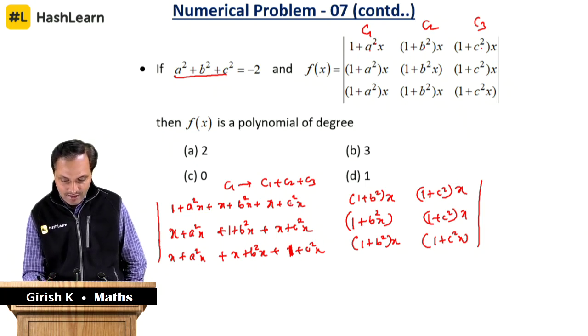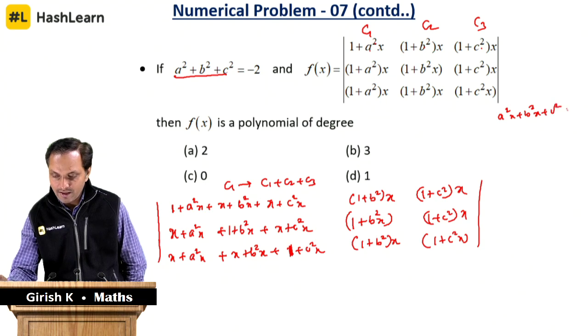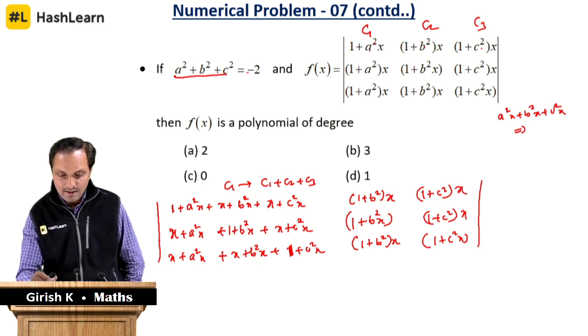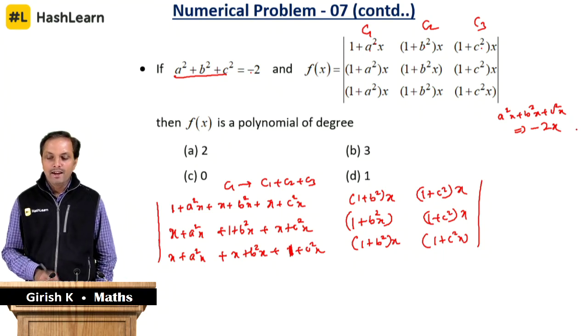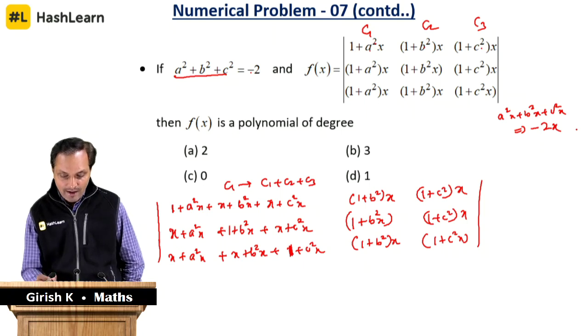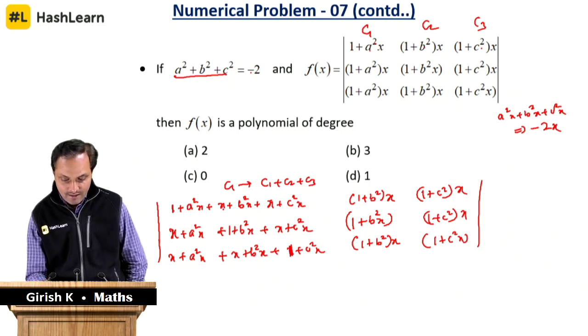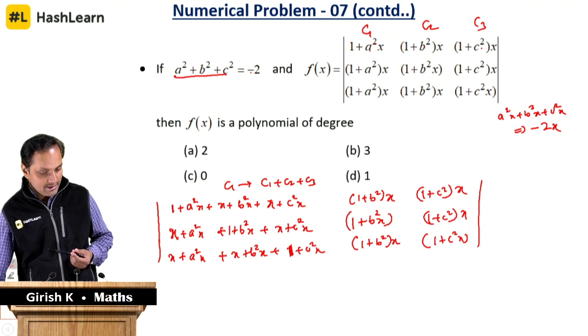Now you can observe only this part. a square x plus b square x plus c square x can be written as minus 2x. Minus 2x will cancel with this x plus this x, this x plus this x. So finally, there are certain things that are going to cancel.